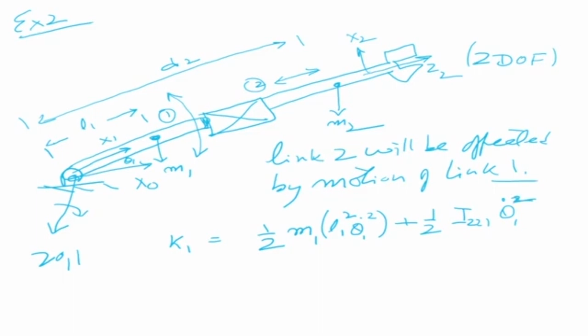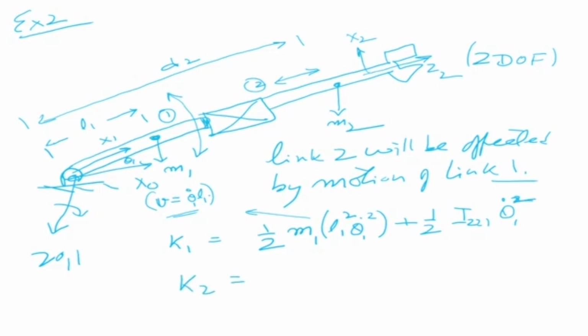Now how did this come about? This is half mv squared, where v is equal to omega r. So v is equal to theta dot into L, that we know. So half mv squared is equal to half m theta dot squared into L1 squared. That's where it comes from. It is still half mv squared, where v is equal to this. Now the second one is half Izz1 theta 1 dot squared. I'll explain what that I is.